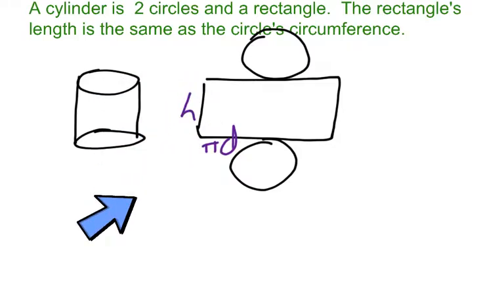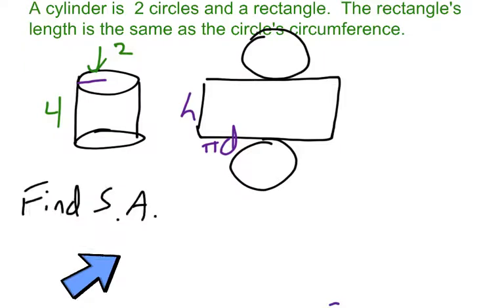So let's look at it. Let's say that the radius here is 2. Let's say the height is 4. And let's say that's all we know. And the question is, find the surface area. So if we're finding the surface area, we just need to find the area of each of the circles and the rectangle and add them together.